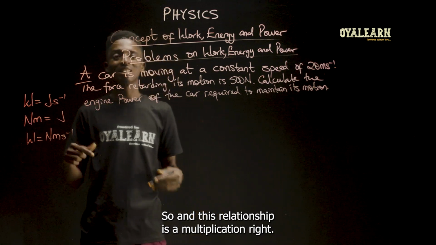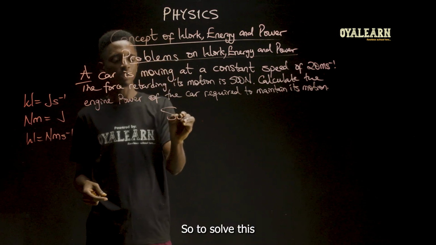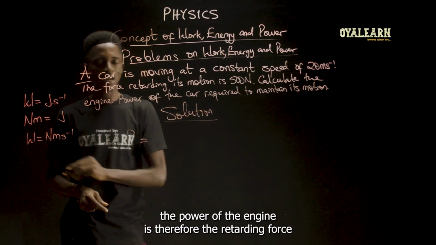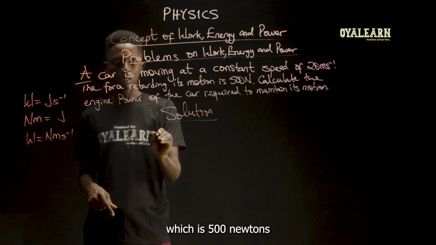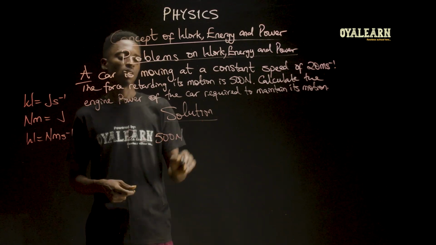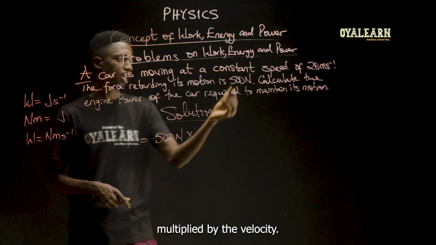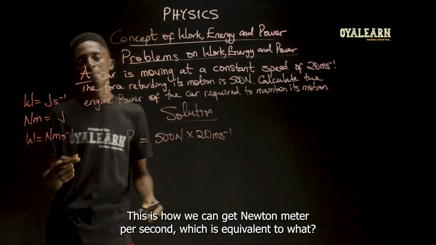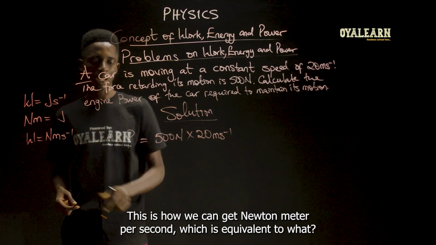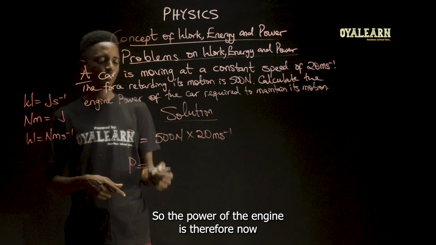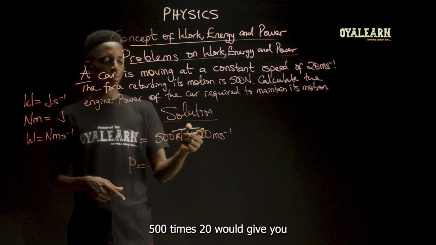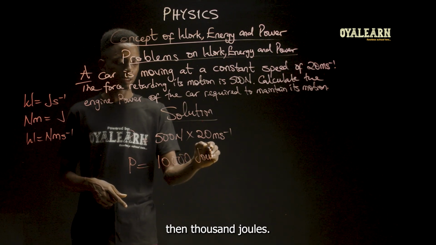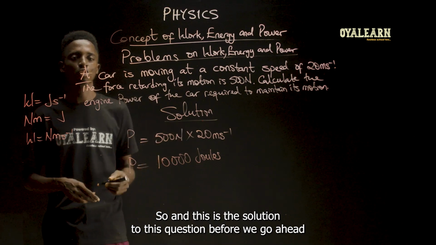So, and this relationship here is a multiplication, right? So to solve this, all we need to do is say the power of the engine is therefore the retarding force, which is 500 newtons, multiplied by the velocity. And that velocity is 20 meters per second. This is how we can get Newton meter per second, which is equivalent to watt. So the power of the engine is therefore, now 500 times 20 would give you 10,000 watts. So, and this is the solution to this question.